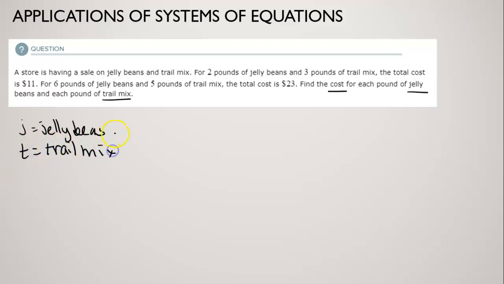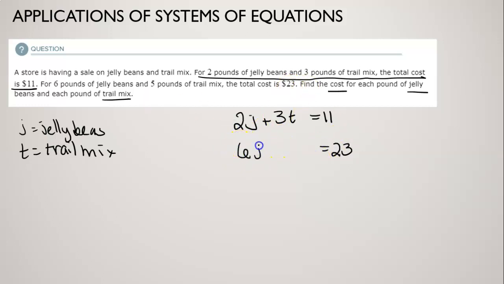And then we're looking for totals. Total cost for 2 pounds of jelly beans and 3 pounds of trail mix is $11. So that's $11. This time I'm not just adding the jelly beans and the trail mix. There's 2 pounds of the jelly beans and 3 pounds of the trail mix. There's another total of $23: 6 pounds of jelly beans, and 5 pounds of trail mix.